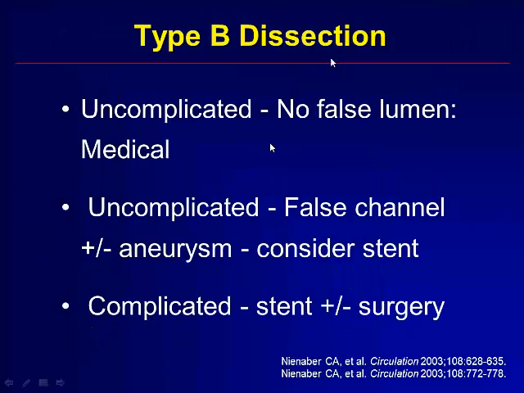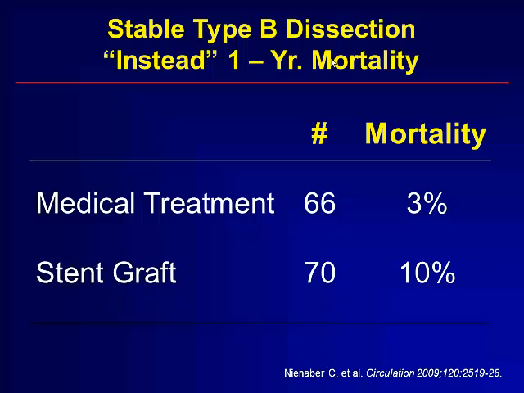For type B dissection, uncomplicated, medical therapy is the therapy of choice. If they are uncomplicated but they have a false channel or an aneurysm, consider a stent graft. And if they're complicated, probably stenting if they're a good candidate for that strategy, if not, surgery. If we look at the only randomized trial in type B dissection, the INSTEAD trial looked at medical therapy or stent graft therapy for subacute type B dissection, and no difference at 1 year.